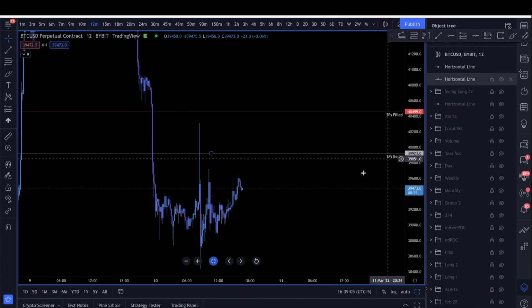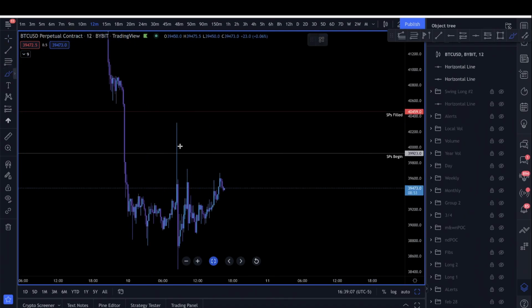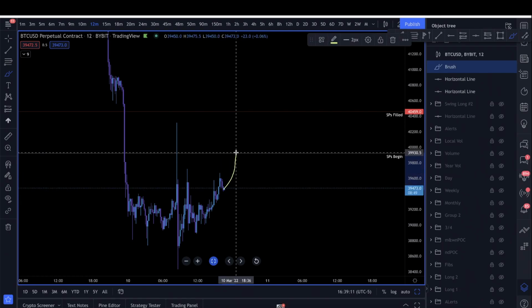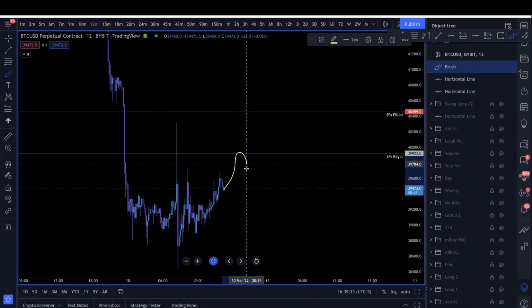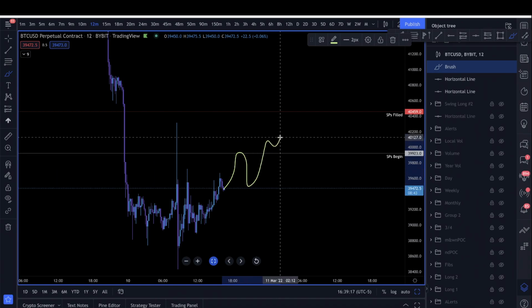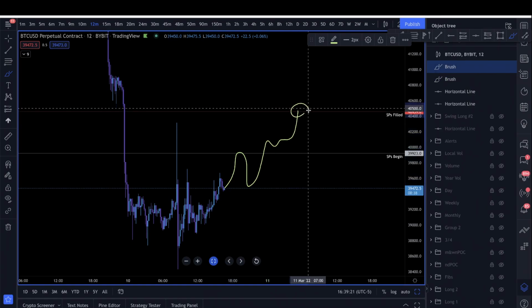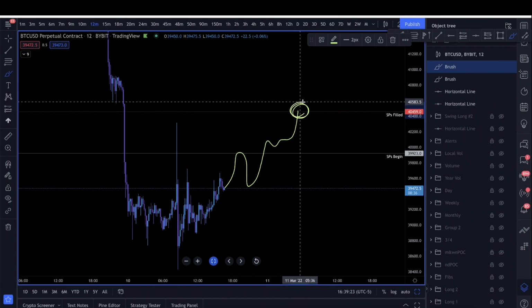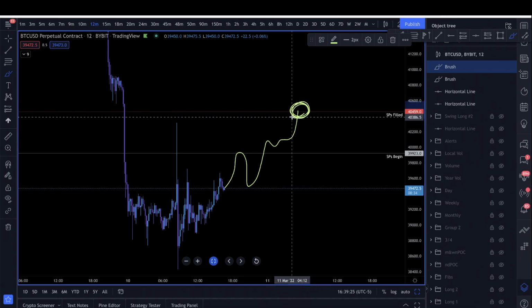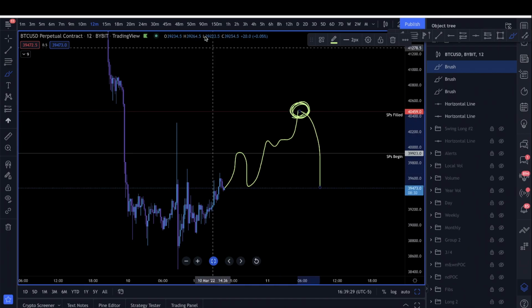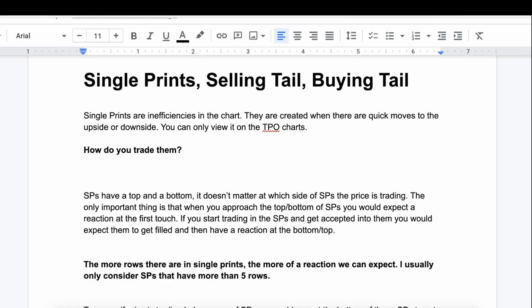Why is this important? Because if we see price come up to a row of single prints, we can expect an initial reaction from that. And then if price starts to trade inside the single prints, then we can expect them to be filled. All right, they will almost act like a magnet. Price wants to fill that inefficiency. It wants to fill that row of single prints. And once we fill it, then we can look for a reaction after it has been filled. Okay, so single prints have a top and a bottom.